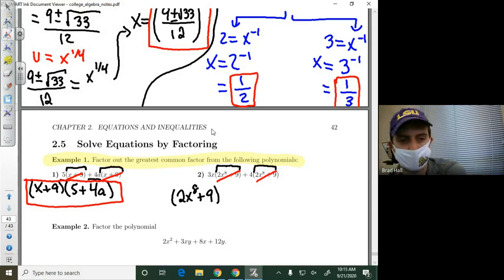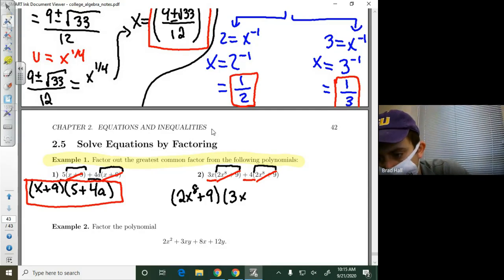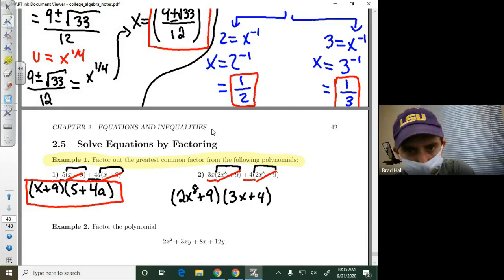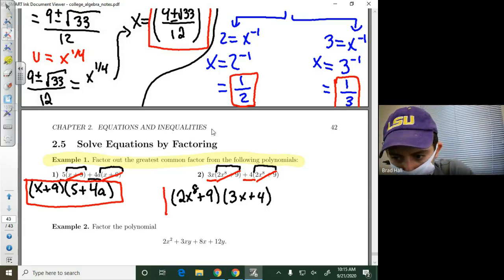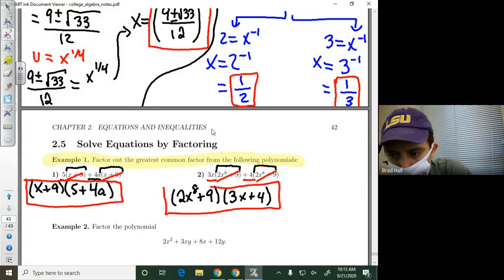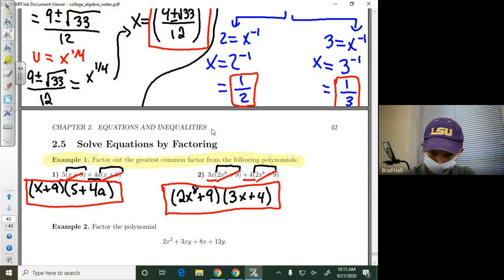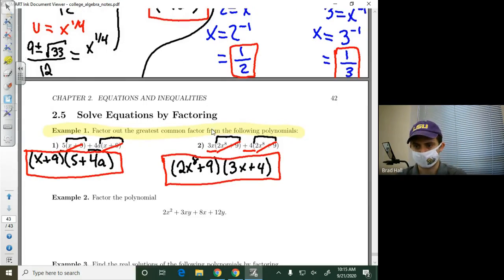So what happens when we factor those out? What are we left with? Looks like a 3x plus 4. And that's it. That's all we do for this problem. So I think so far, pretty straightforward.